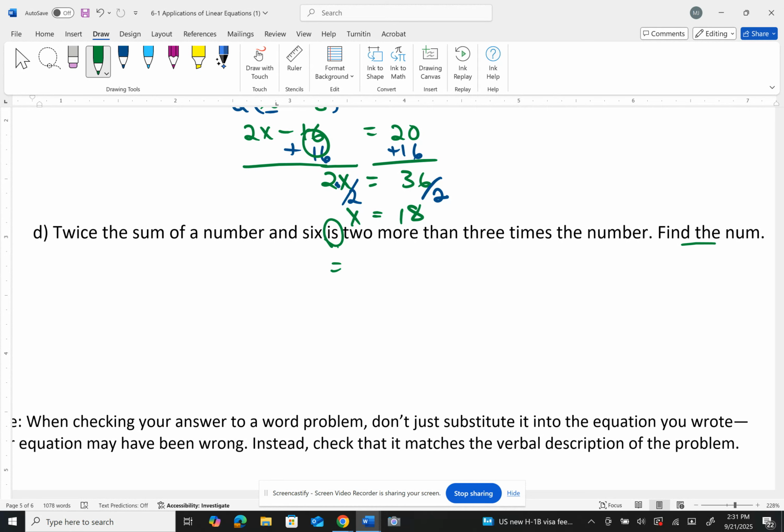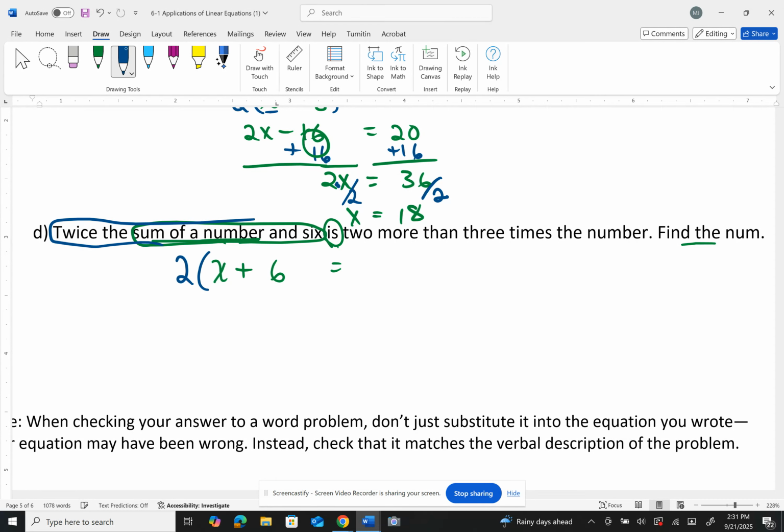So when I look at the phrase over here on the left, twice the sum of a number and 6, I'm going to start with number. That's x. Back up and grab, I need the sum of that and 6. Sum, that means addition. Okay. Then there's another operation word that says I need twice that. That would be 2 times that quantity.